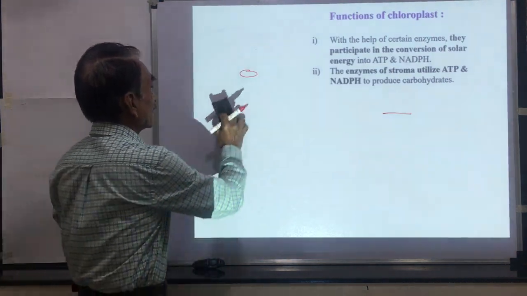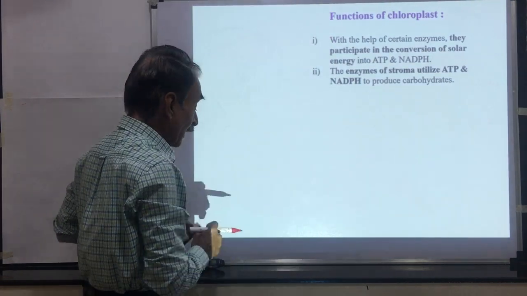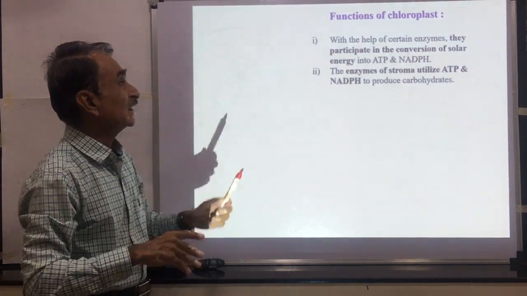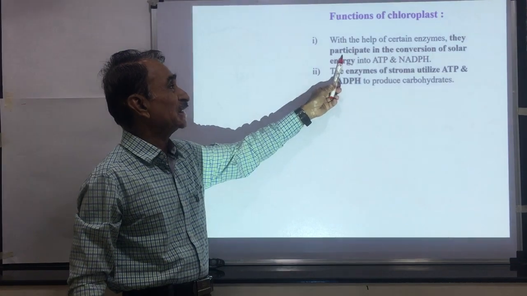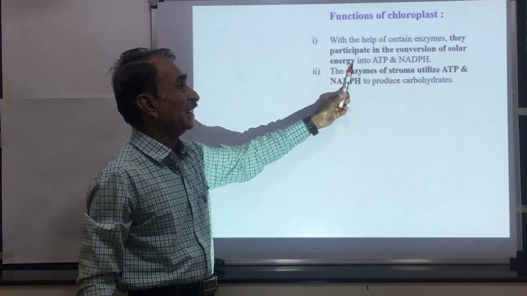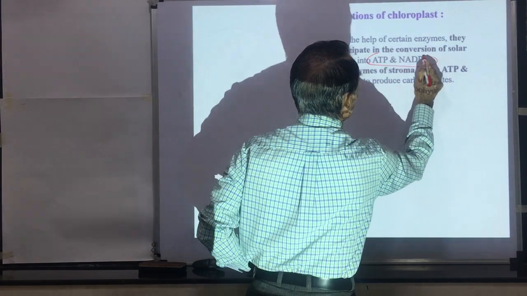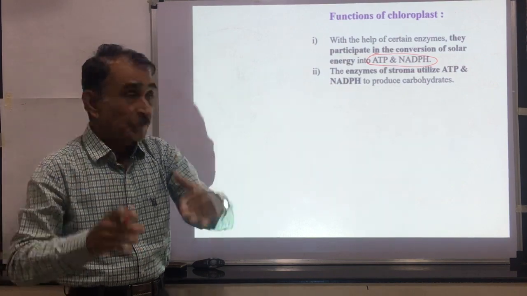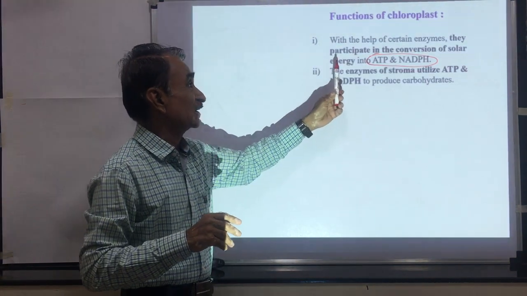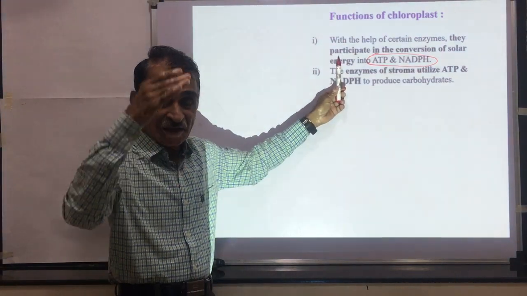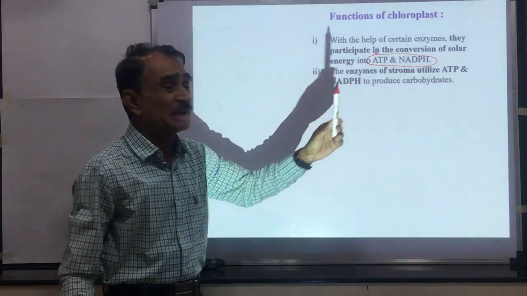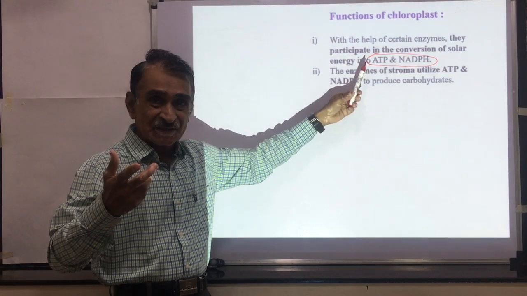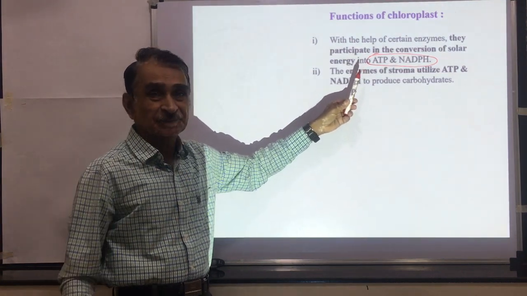Then the functions of chloroplast. Just now we have seen that chloroplast performs the function of photosynthesis. This function operates in two parts. In the first part, with the help of certain enzymes, chloroplasts participate in the conversion of light energy into adenosine triphosphate (ATP) and NADPH. This is called the reducing power. This occurs in the first part of photosynthesis.